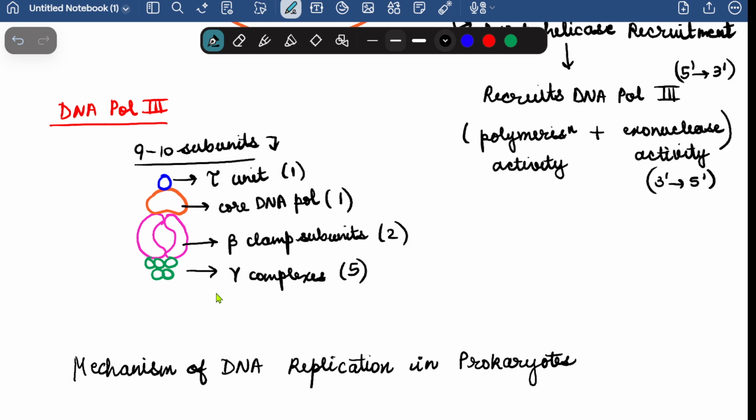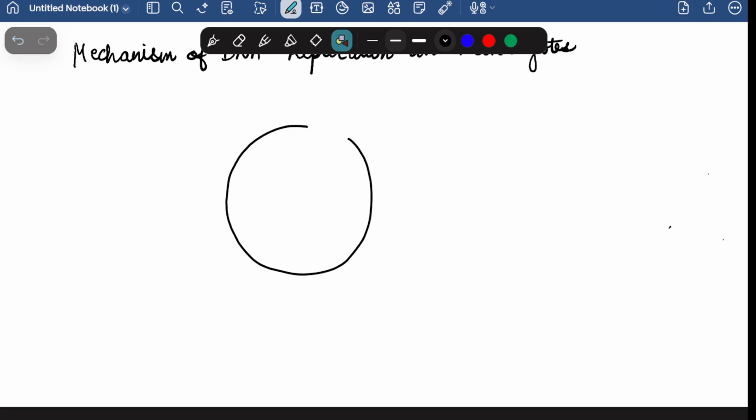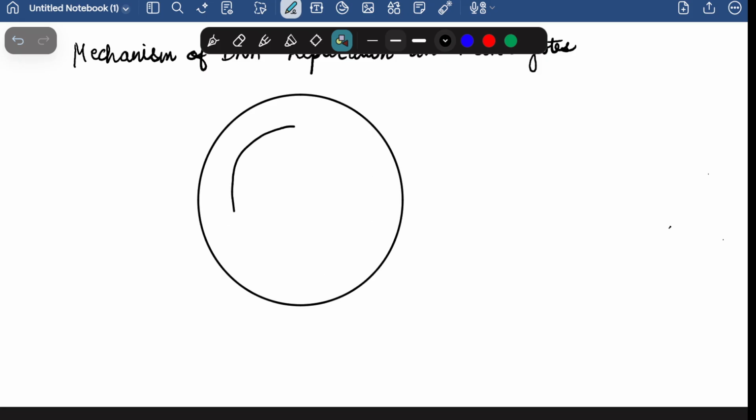And we have already talked about that DNA polymerase 3 works better than DNA polymerase 1. But in prokaryotic replication, somewhere in the process, we will also require DNA polymerase 1. Now, one thing you need to know is that the type of DNA which prokaryotes have is circular. And this is a very well known fact that prokaryotes have circular DNA.